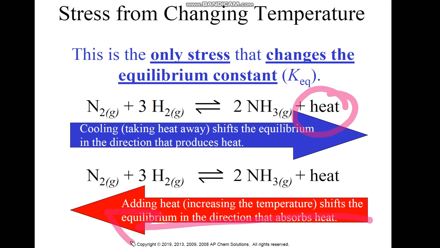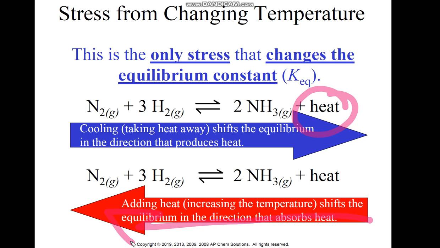So if you think about it a little bit more scientifically, adding heat causes an increase in the rate of the endothermic reaction, because heat is required. It's like giving it more energy. We're effectively adding the energy required to make the endothermic reaction happen more often. That extra energy ends up being stored as potential energy.